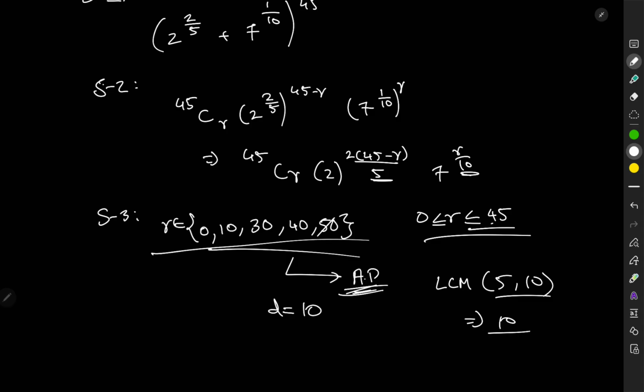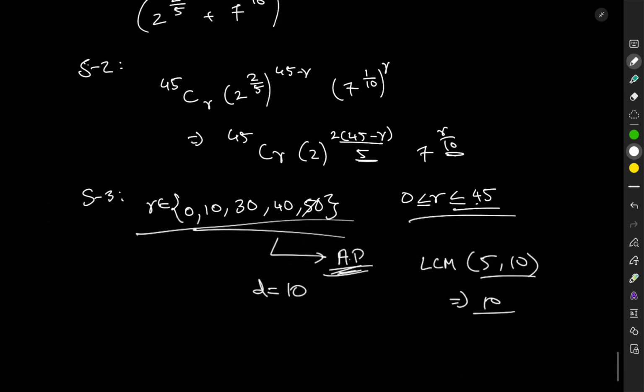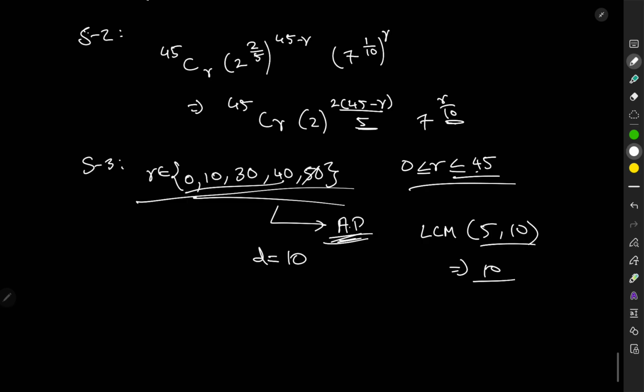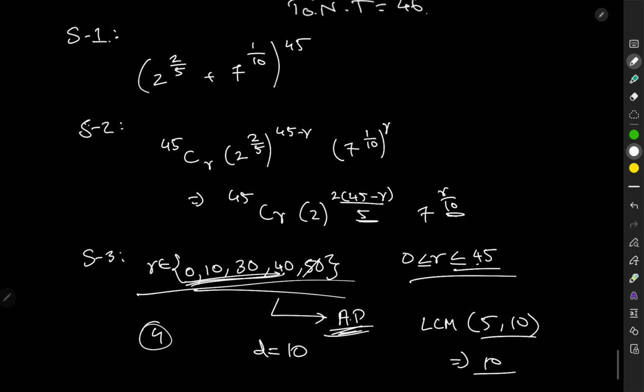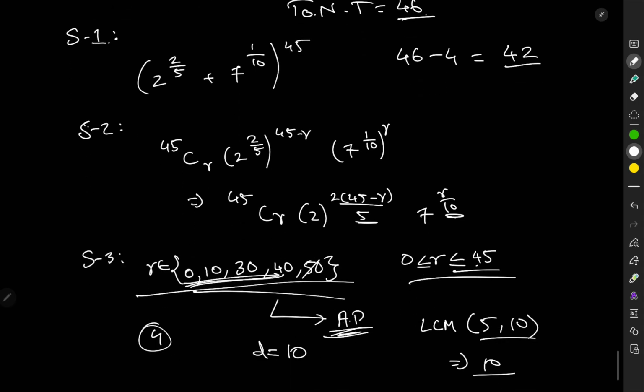Fine. So what are they asking in the question? The number of irrational terms, right? So the rational terms are these, 4 rational terms, and we have got total number of terms 46, and if we subtract the rational terms we will get irrational terms, which is 42, right? I hope this is clear.